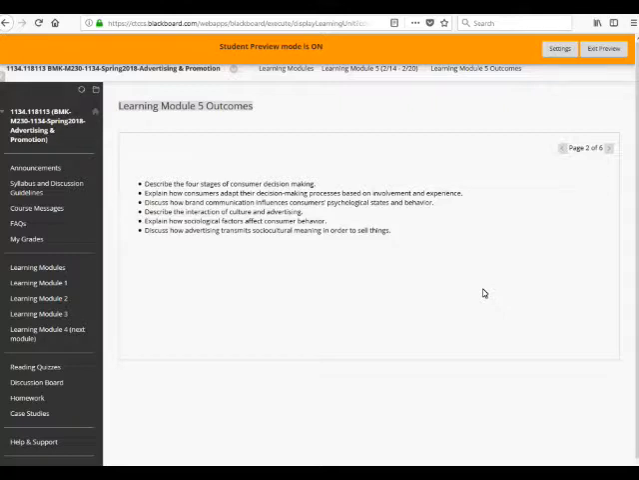Alright, so advertising promotions, chapter number 5. What we're looking to do in this particular chapter is describe the 4 stages of consumer decision making. We want to explain how consumers adapt their decision making processes based on the involvement experiences they have with a brand. We're looking to discuss how brand communication influences consumer psychological states and behavior. We want to describe the interaction of social culture and advertising. Then we want to explain how sociological factors affect consumer behavior.